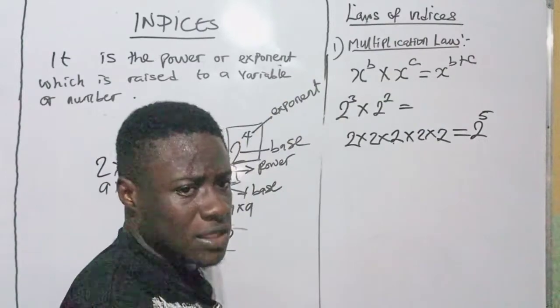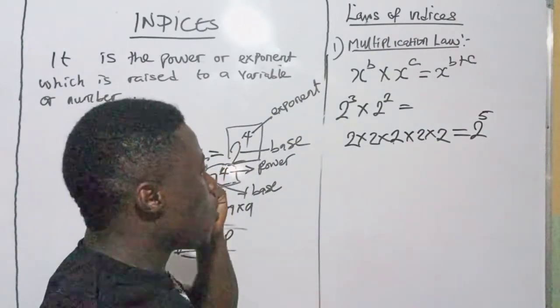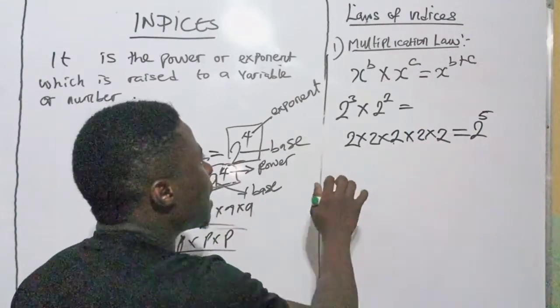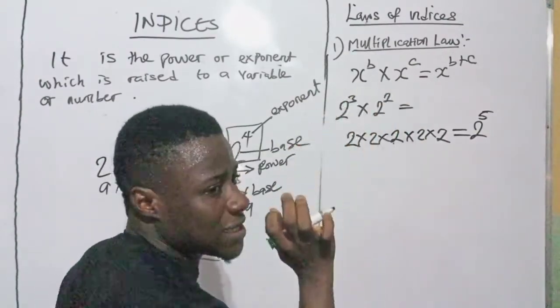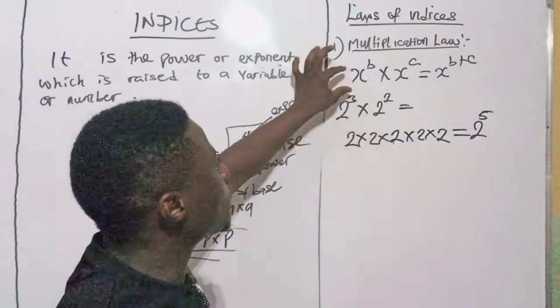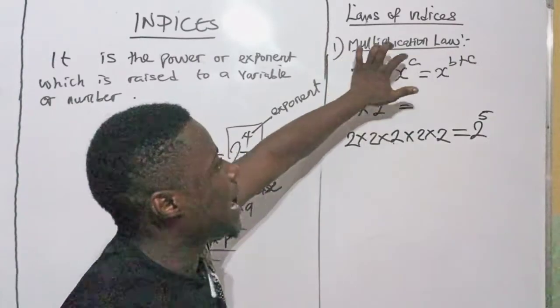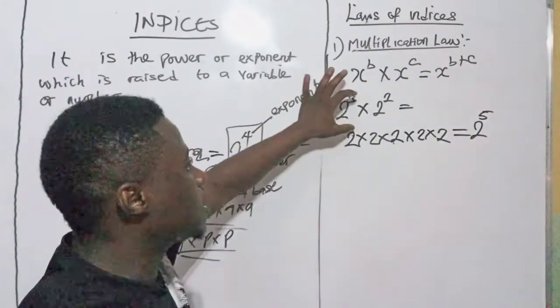Now, this same thing can be easily solved using this law of indices, which is the multiplication law. What is this multiplication law all about? It says that when you have two variables or numbers of the same base, having their respective powers, you first of all just pick one of the bases and add their powers. So let's perform the operation here and see if at all this operation will work out.